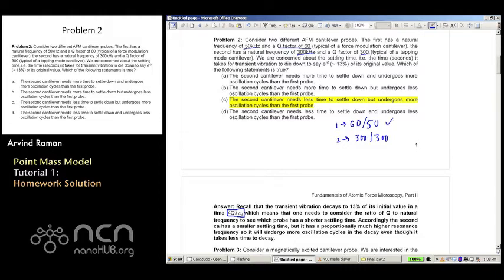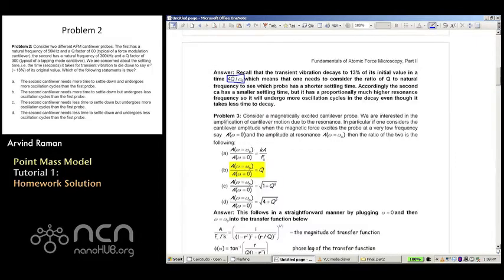So you can see that this number is larger than that number, therefore settling time for the first probe is actually longer than for the second probe. Or in other words, the second probe needs less settling time. But the natural frequency of the second probe is much higher, so in the same settling time, it's going to oscillate many more cycles. So the correct answer is C here. Okay.